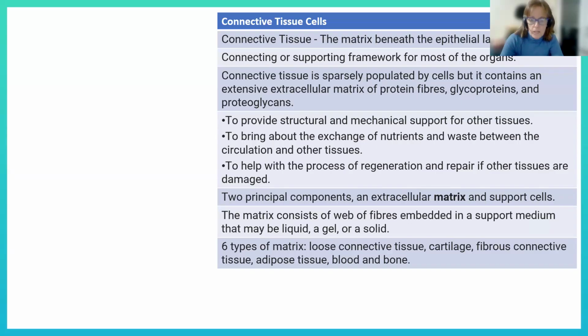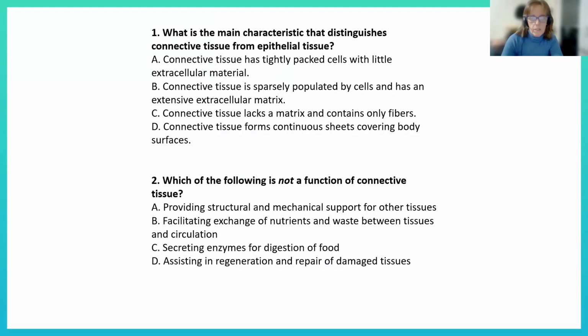There's lots of different types. We've got loose connective tissue, cartilage, fibrous connective tissue, adipose tissue, which is like fat, basically, blood and bone. There are 3 different types of fibre that we're concerned with: collagenous, elastic, and reticular.